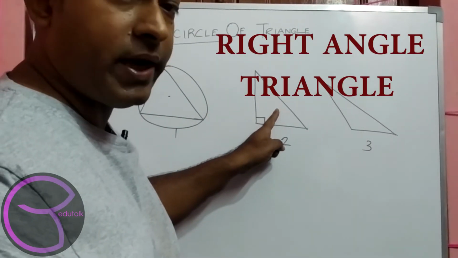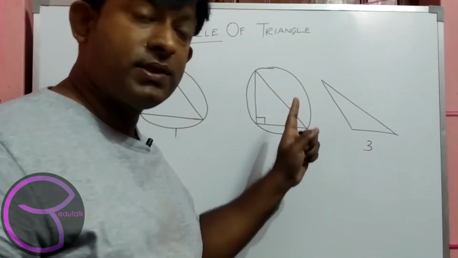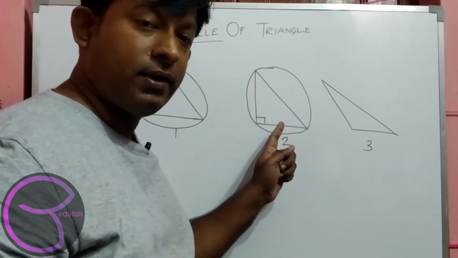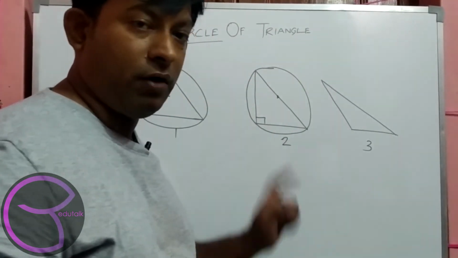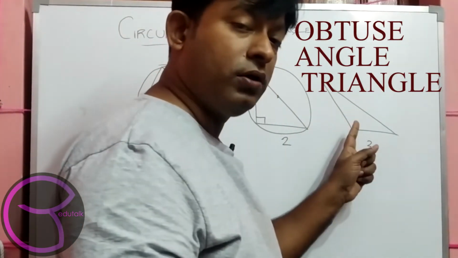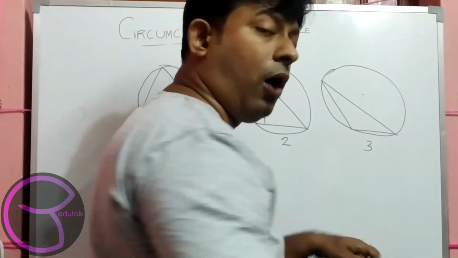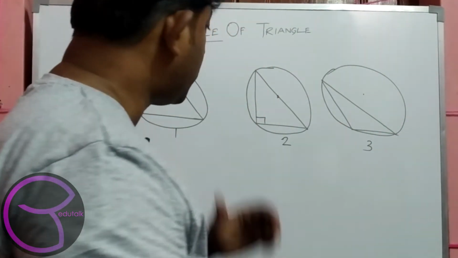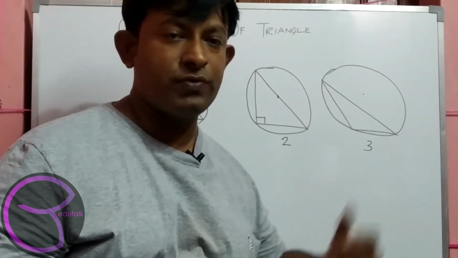This is the right angle triangle, case number 2. If we draw the circumcircle of this triangle, the center would be on the side of this triangle. Now, this is an obtuse angle triangle. If we draw the circumcircle, the circumcenter will be outside the triangle. This is the special case of three kinds of triangles. Please note it down. Let's move on to another topic.